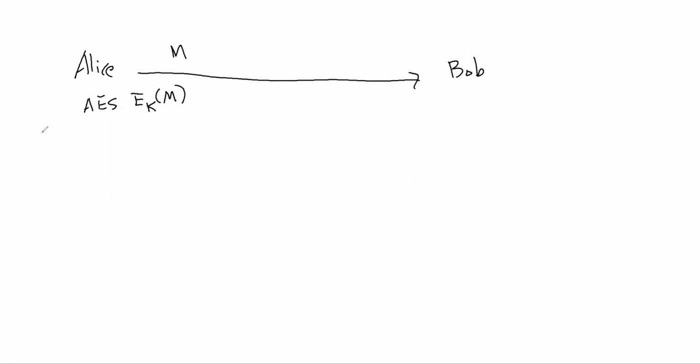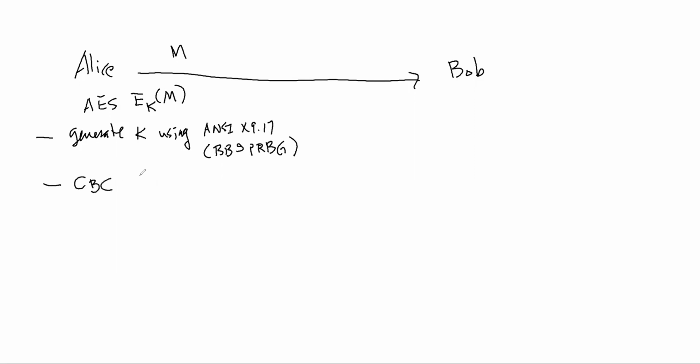So Alice knows how to generate K using the ANSI X9.17 standard or the BBS pseudo-random bit generator to generate a 128-bit key. And she also knows how to use CBC mode of AES to encrypt M. So that creates a sequence of ciphertext blocks.